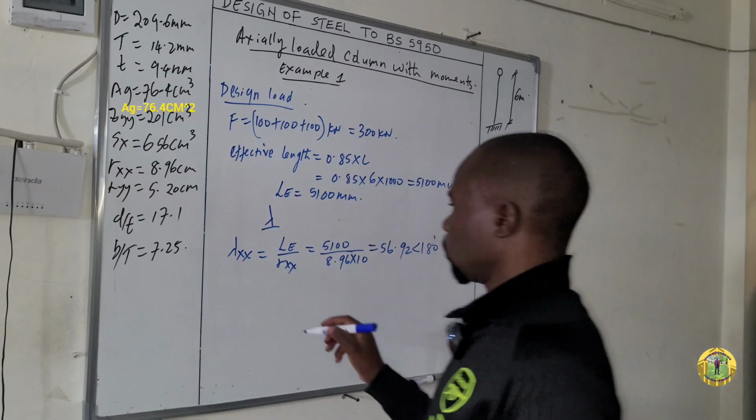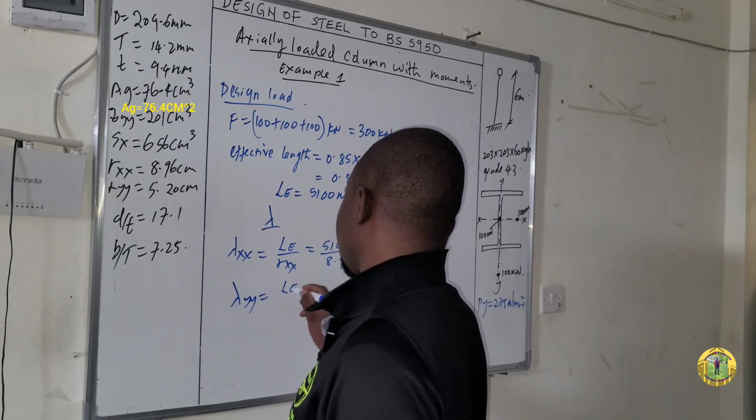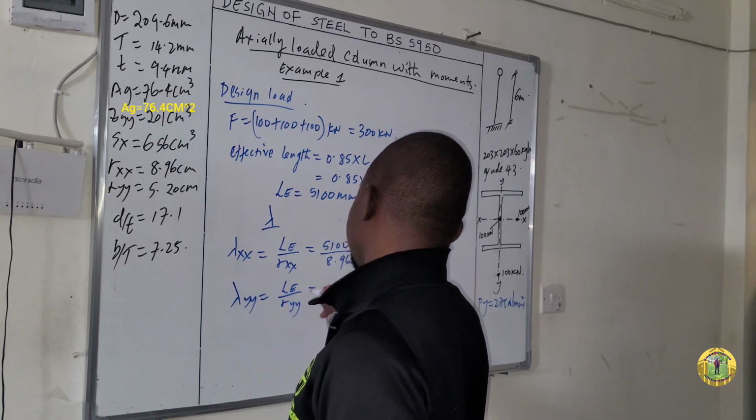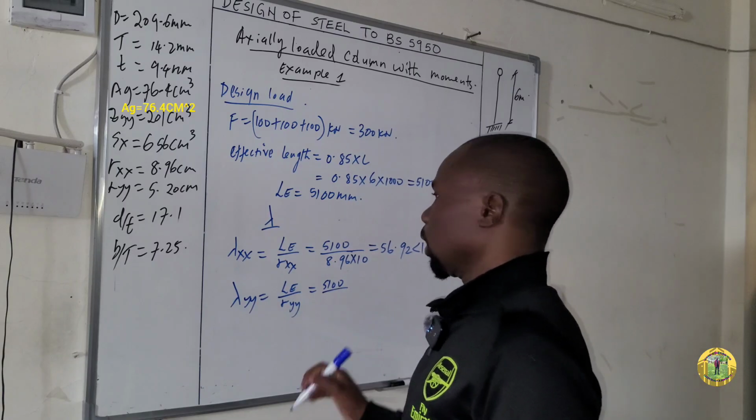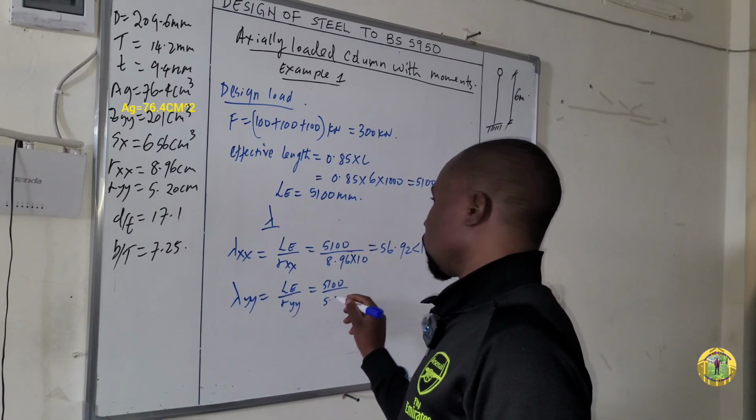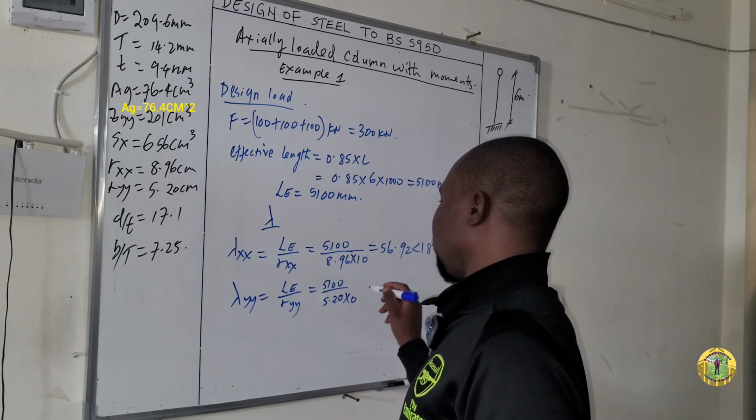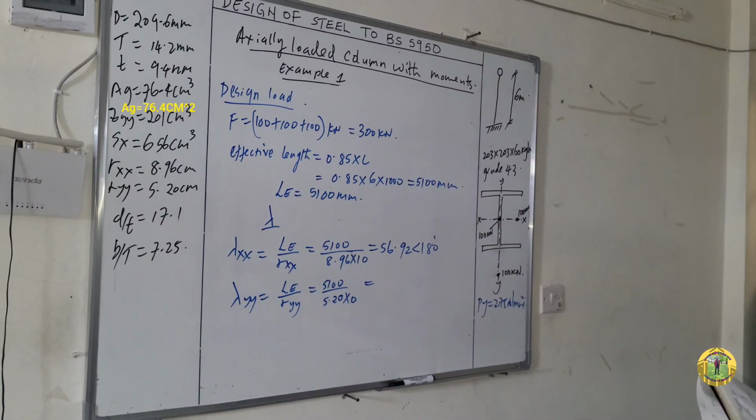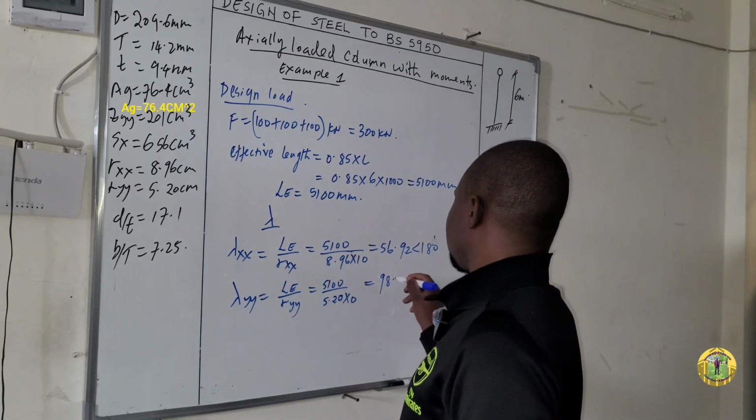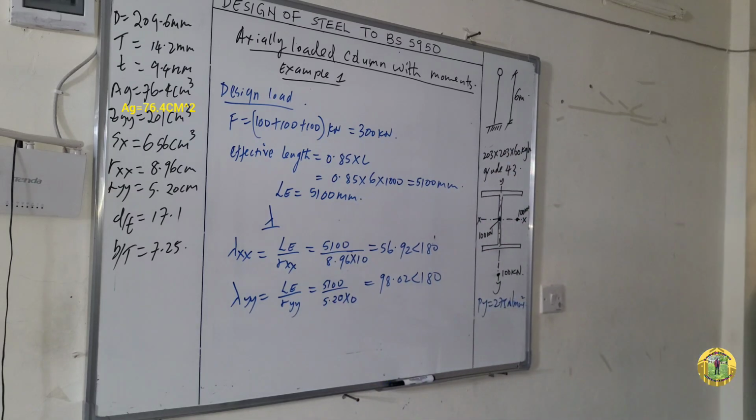Then we proceed to the slenderness ratio for YY, which is equal to LE over RYY. So LE remains the same, 5100 over RYY, which is 5.20 centimeter. You multiply by 10 to make it millimeter. So this gives us 98.02, which is less than 180 for dead and imposed load. Therefore, okay.